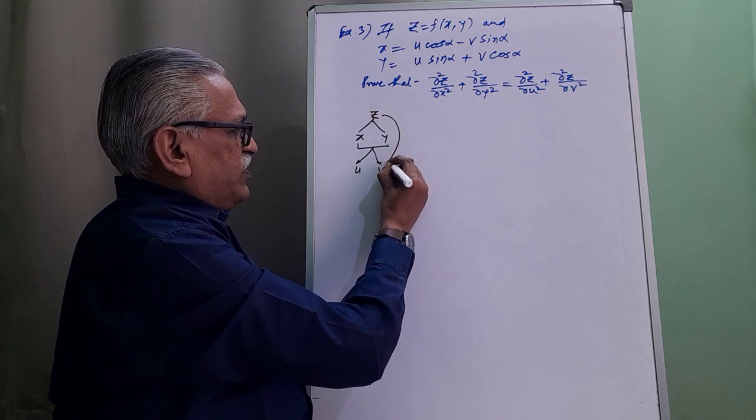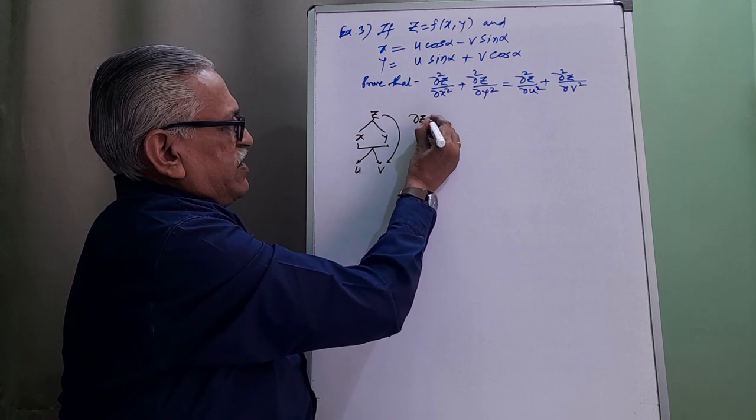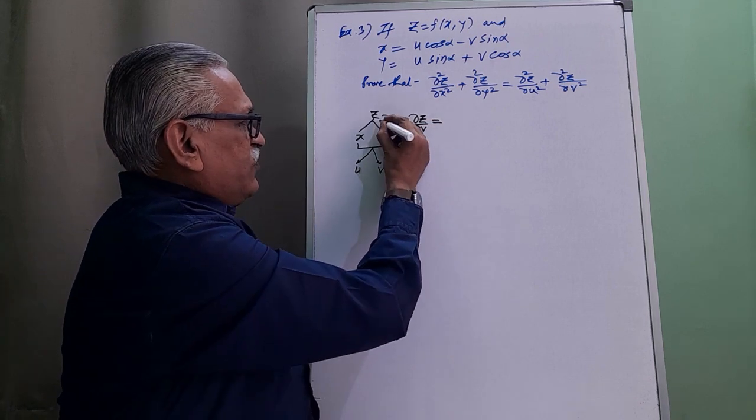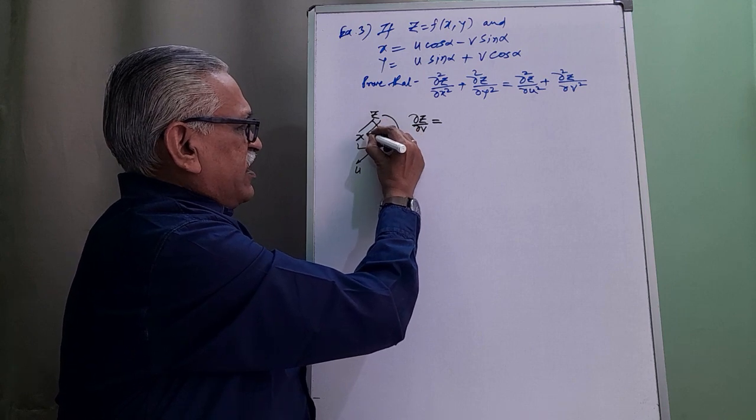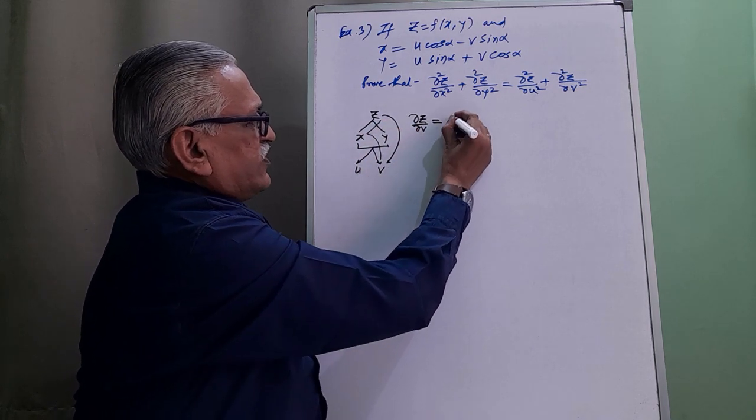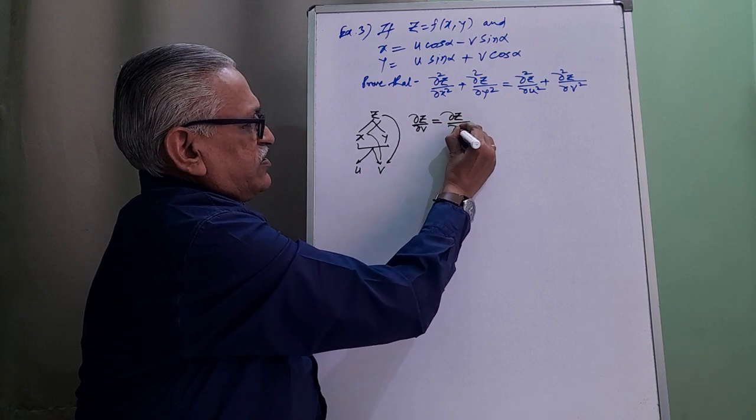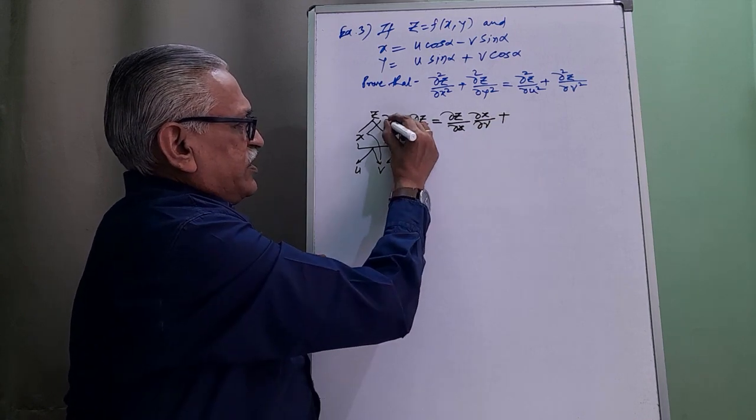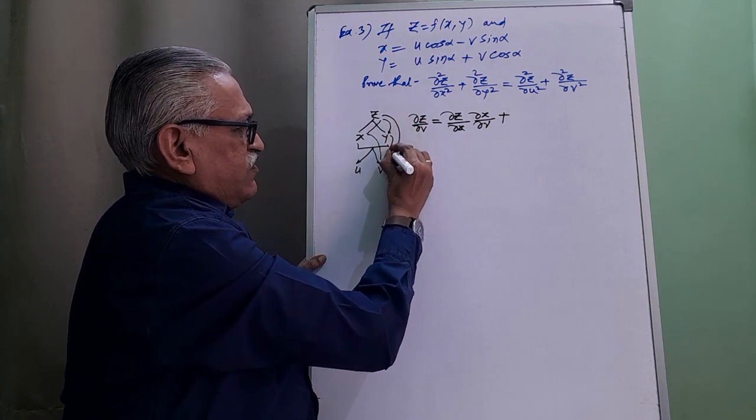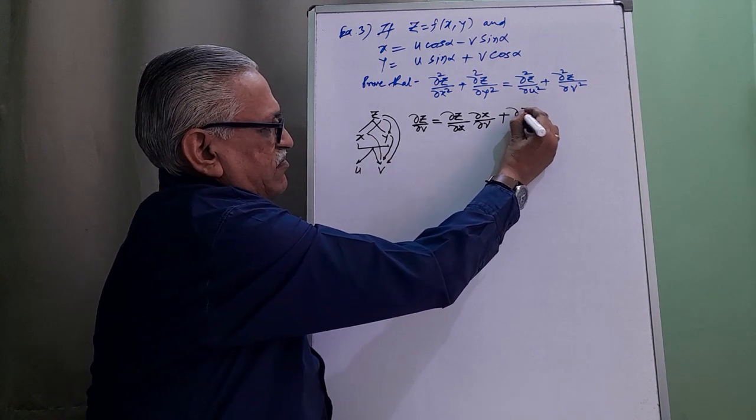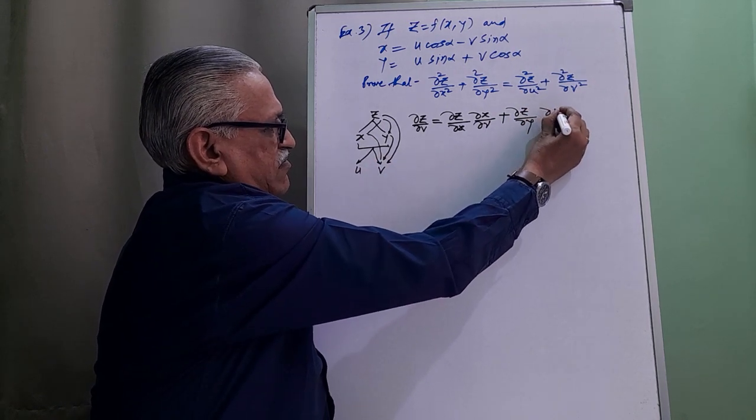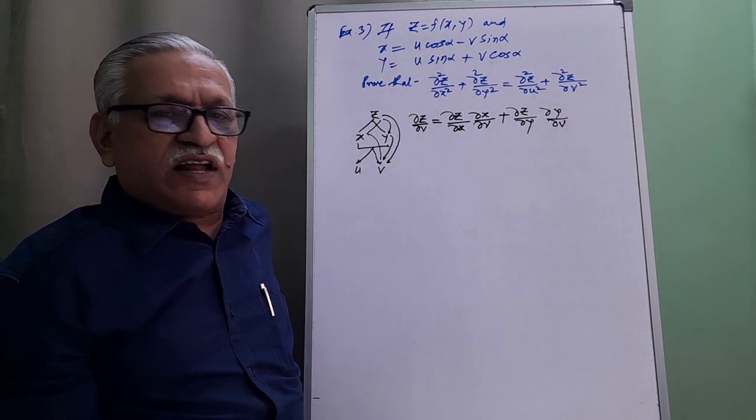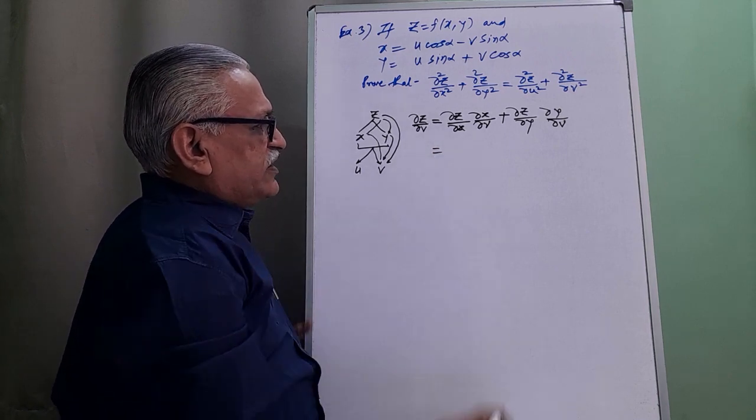Differentiating z with respect to v, we get ∂z/∂v. Again, direct differentiation is not possible. Therefore, we differentiate first with respect to x and then x with respect to v, therefore ∂z/∂x ∂x/∂v, plus differentiating z with respect to y and then y with respect to v. Result is obtained using the tree diagram only. And therefore, obtaining the derivative.